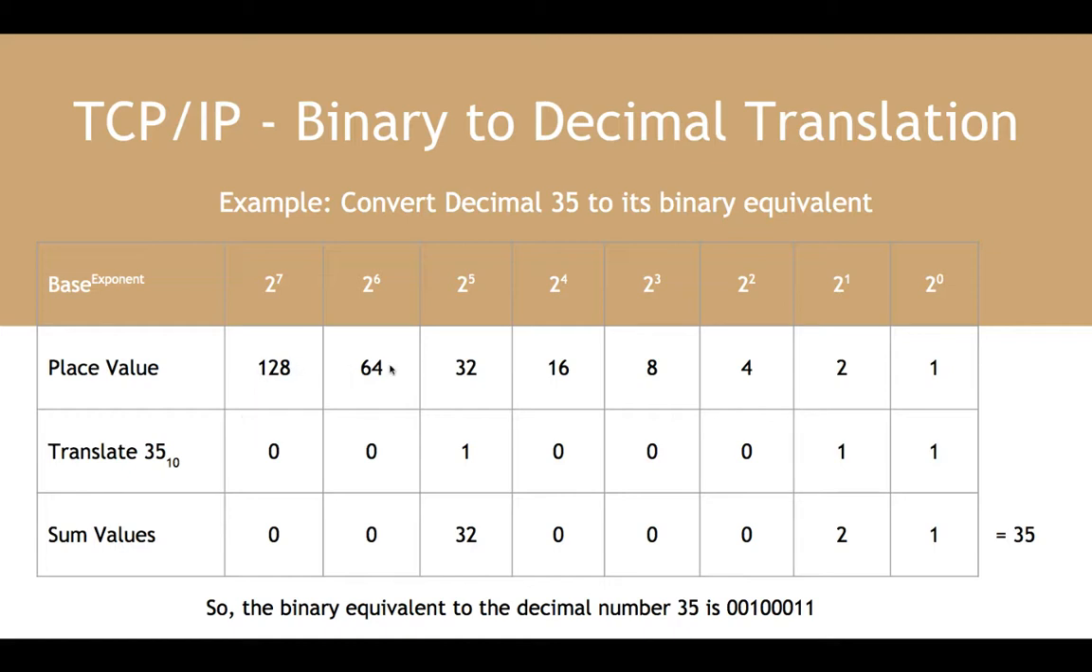This is the place value in binary numbering. So in decimal numbering, the first place value is the ones, the second is the tens, then the hundreds, then the thousands, 10,000s, 100,000s, millions, and so on, right? Well, they have a place value in binary numbering too. The place value for the first digit is what we call the ones digit, okay?